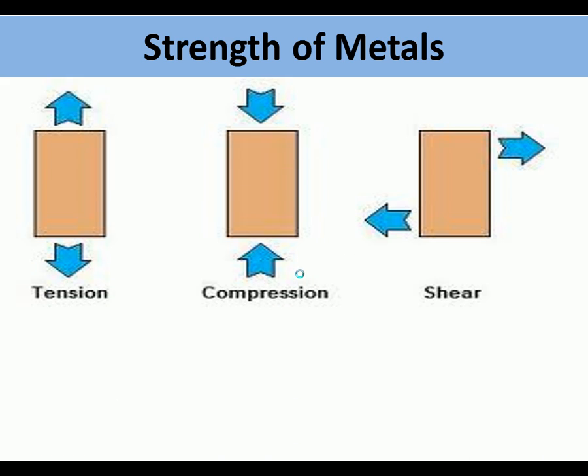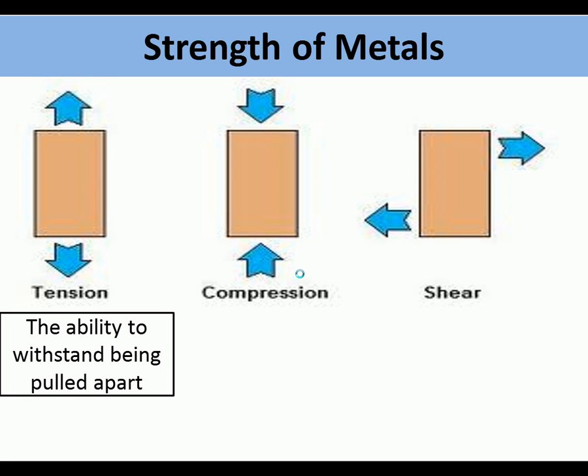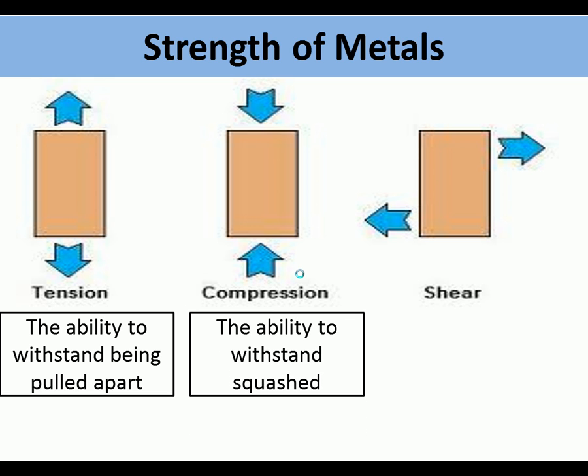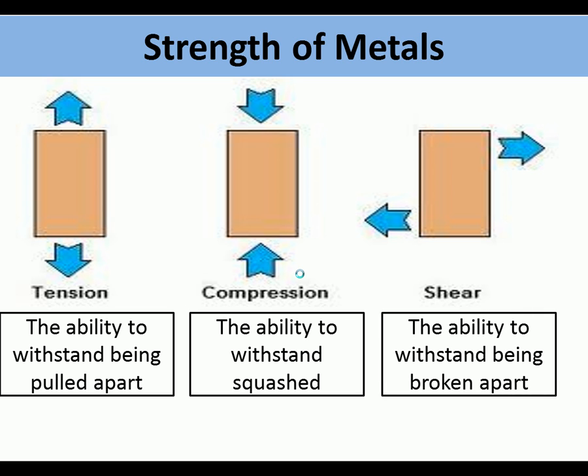There are also the strengths of metals. Some metals have different strengths. So there is tension. Tension is the ability to withstand being pulled apart. Compression is the ability to withstand being squashed or crushed. And shear is the ability to withstand being broken apart.